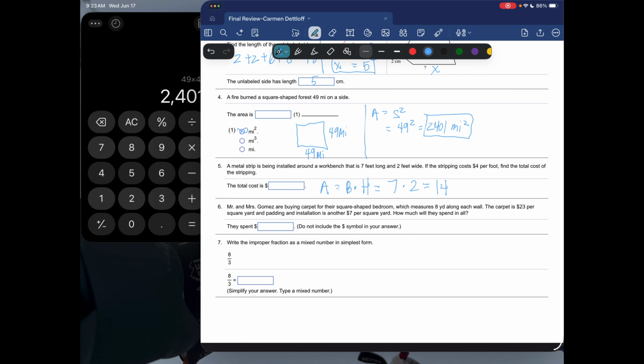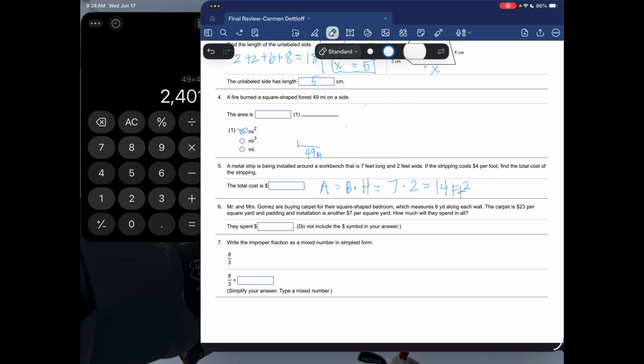14 square feet. And then it costs $4 per foot. So if I've got my rectangle here, 7 feet by 2 feet, and imagine this is drawn to scale. I think that's about right. If we look at this, I've got 1, 2, 3, 4, 5, 6, 7, 8, 9, 10, 11, 12, 14 squares, and each one costs $4.